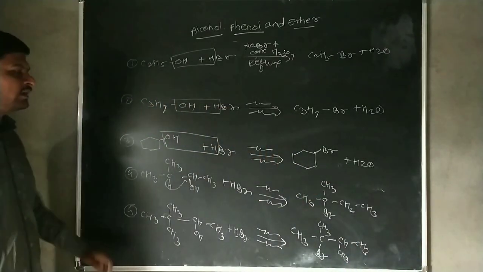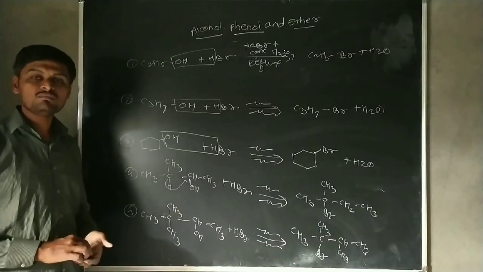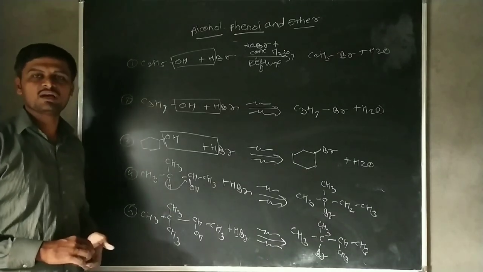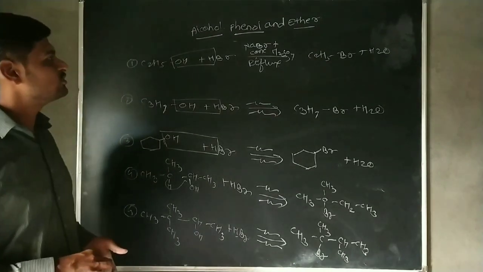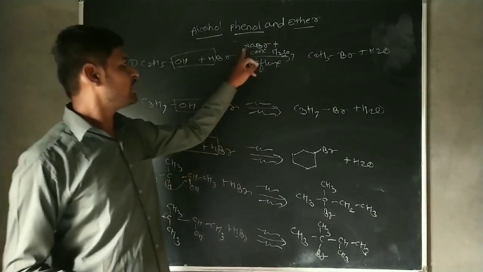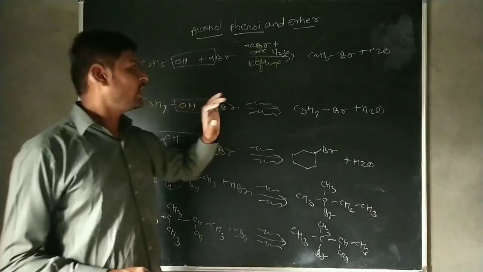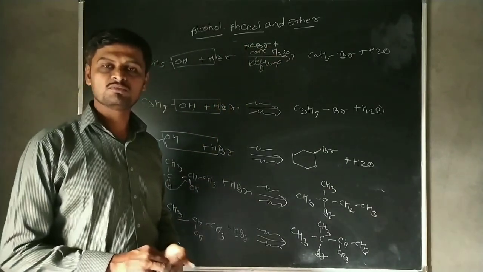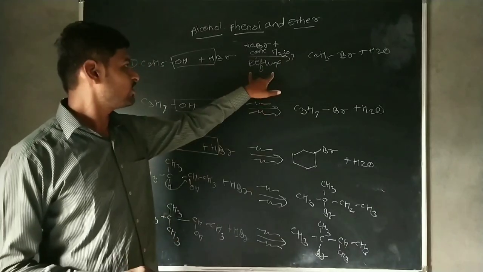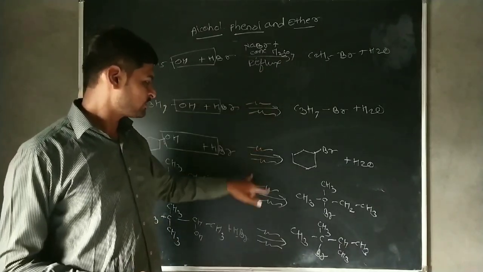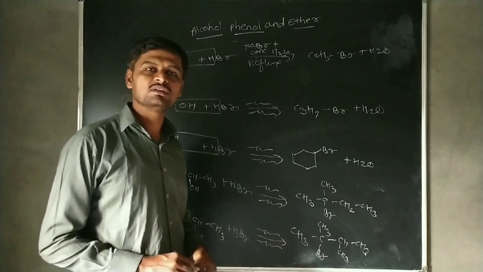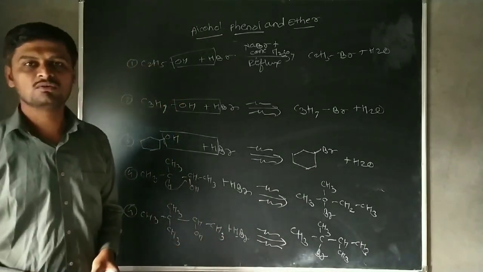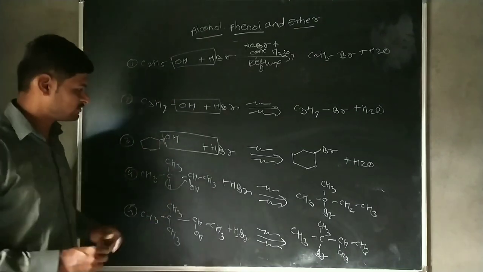These are examples of alcohol and HBr. The HBr is prepared separately in situ using NaBr plus concentrated H2SO4, and in this reaction the bond breaking is possible. Why? Because the reaction condition is hot. That means this reaction is refluxed with HBr. These are some examples of HBr.